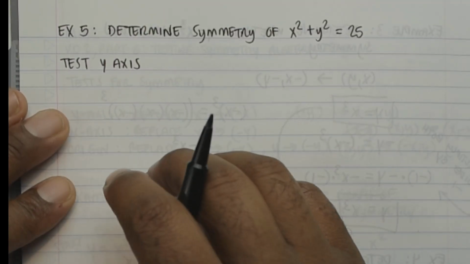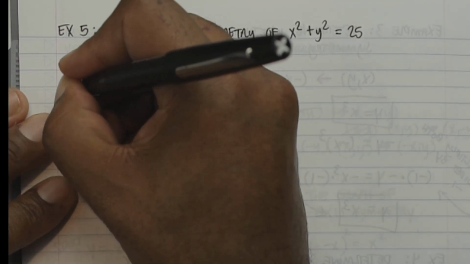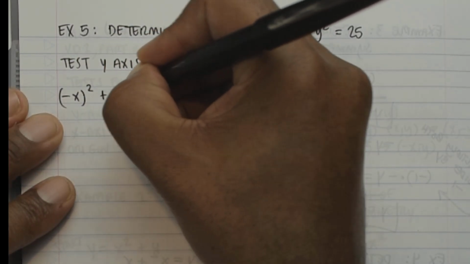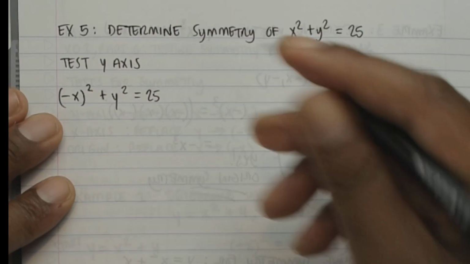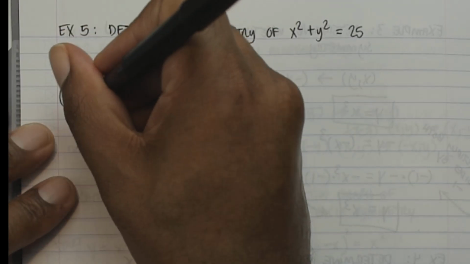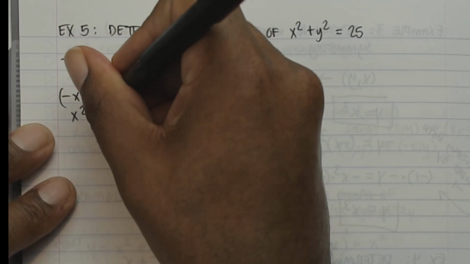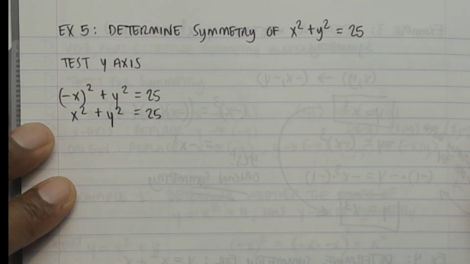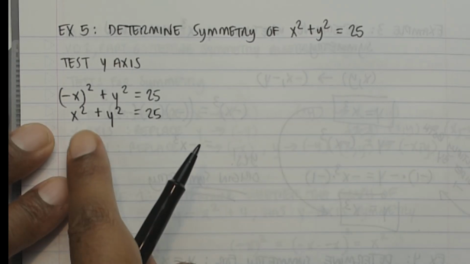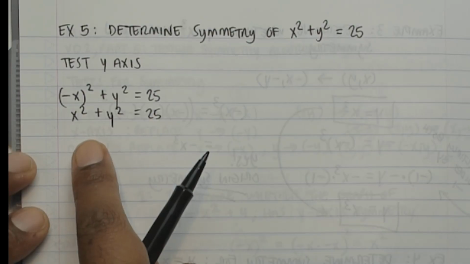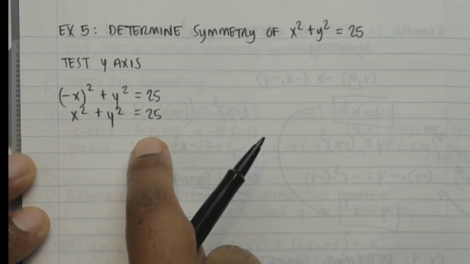In testing for y-axis symmetry, we replace x with negative x. Negative x squared, we know, becomes x squared, so we have x squared plus y squared equals 25. Notice the equation is unchanged. So it has y-axis symmetry.